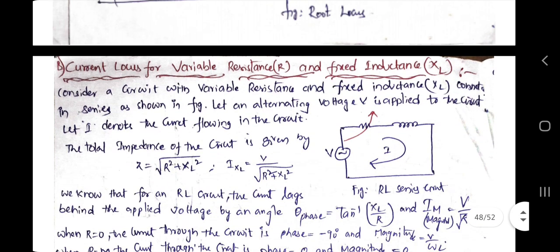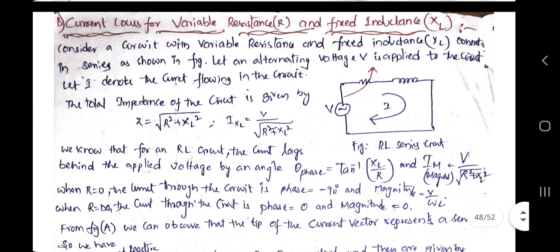Now another one. The first one, we already observed, was fixed resistance and variable inductance. Now we are going to talk about variable resistance and fixed inductance. The first case, we already observed how the root locus will change and what the graph of the root locus diagram is. Now consider a circuit with a variable resistance and the fixed inductance here.